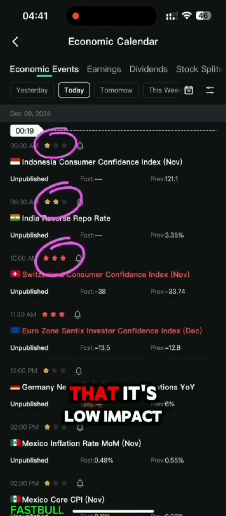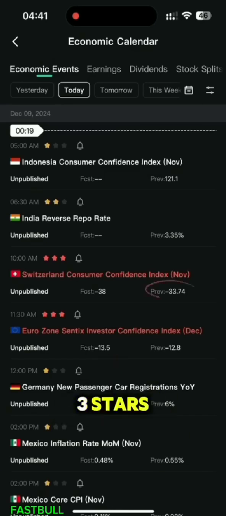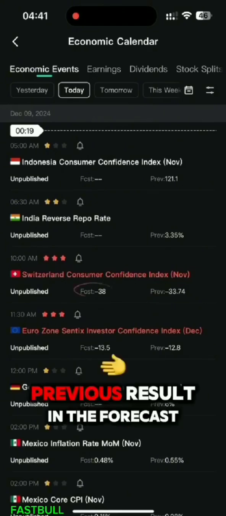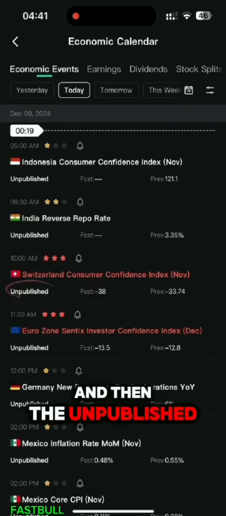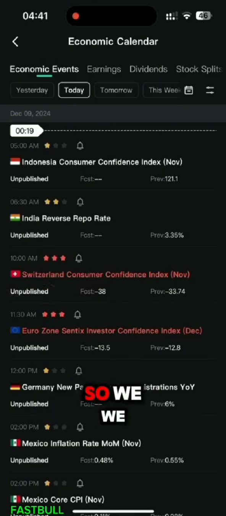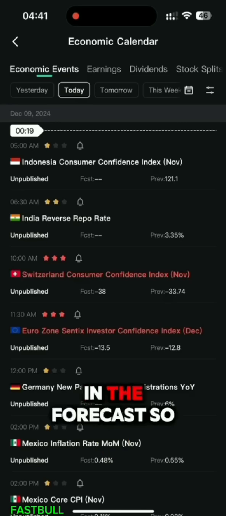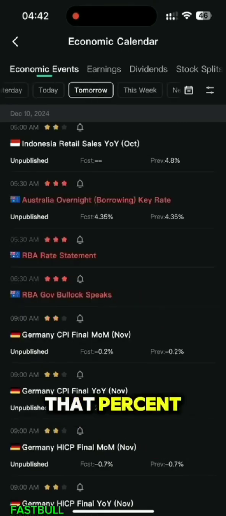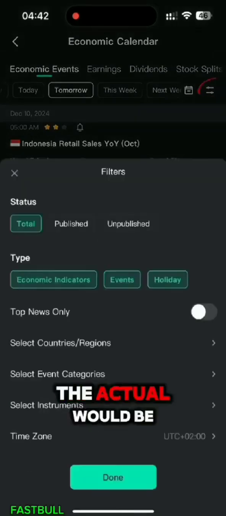One star means that it's low impact, 2 stars means middle impact, and 3 stars means high impact. On there you check the previous result, the forecast, and then the unpublished, which will be the actual. So we trade the unpublished news using the previous and the forecast. If the previous is that percent and the forecast is that one, it means that the actual would be close to the forecast.